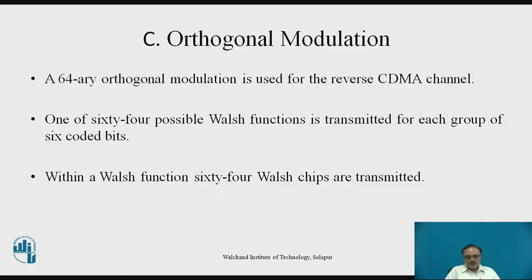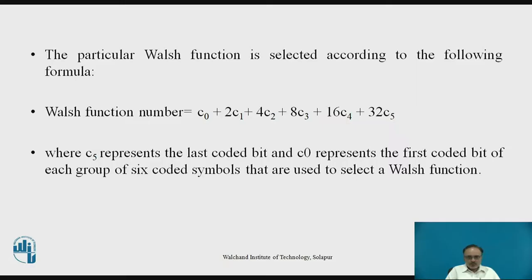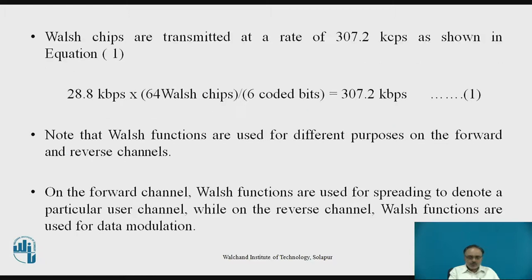One of 64 possible Walsh functions is transmitted for each group of 6 coded bits. Within a Walsh function, 64 Walsh chips are transmitted. The particular Walsh function number is defined as C0 + 2C1 + 4C2 + 8C3 + 16C4 + 32C5. C5 represents the last coded bit and C0 represents the first coded bit of each group of 6 coded symbols that has been selected for the Walsh function.